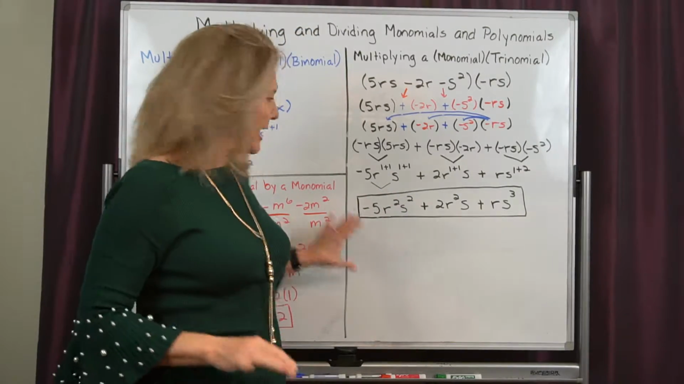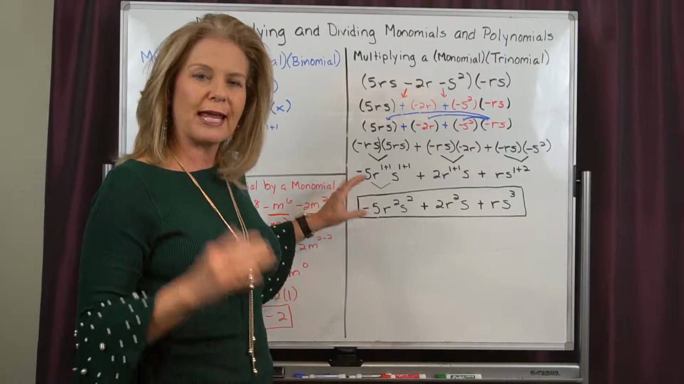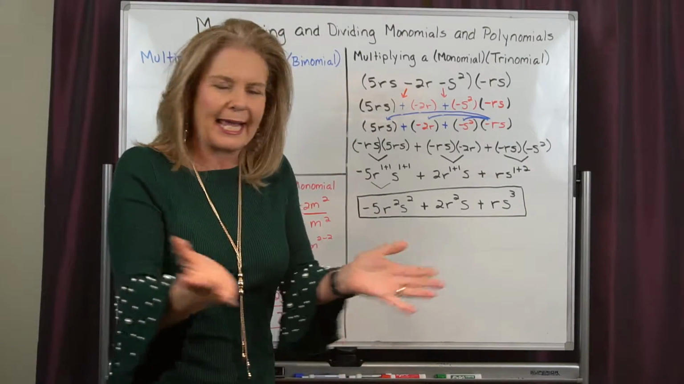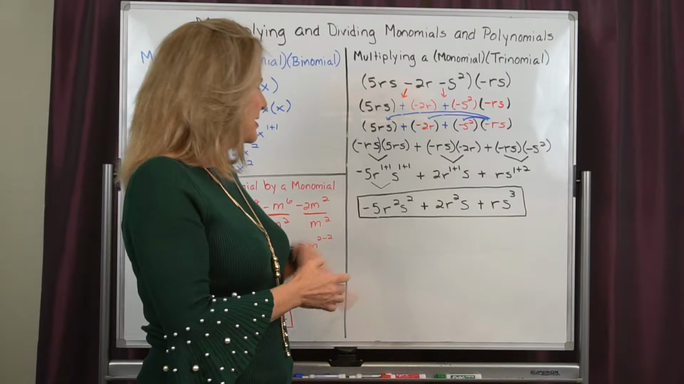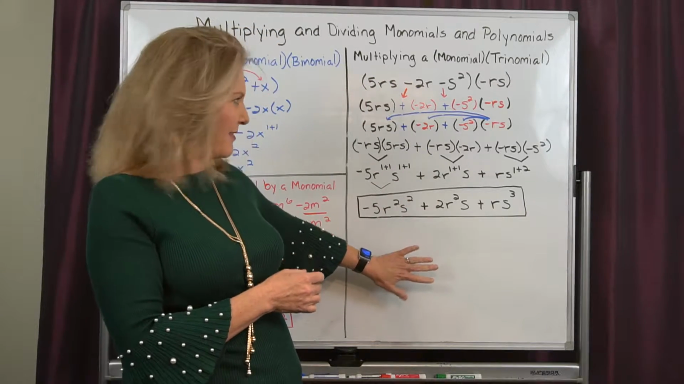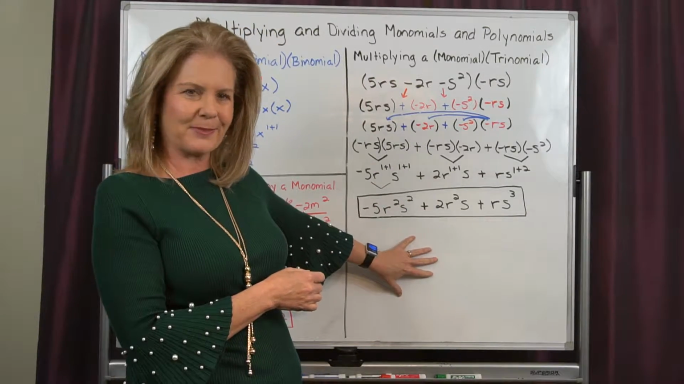So in the end, this would be my final answer that I would have to leave it at. We cannot pull it together, even though you see those similar variables there. So it looks impressive. This is where your math genius comes in.